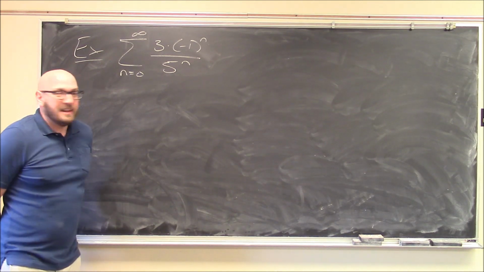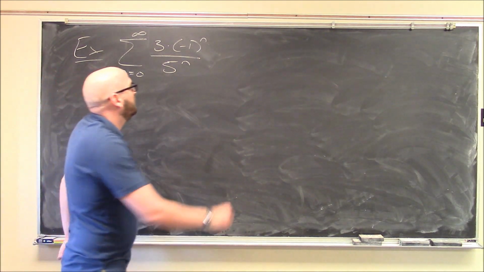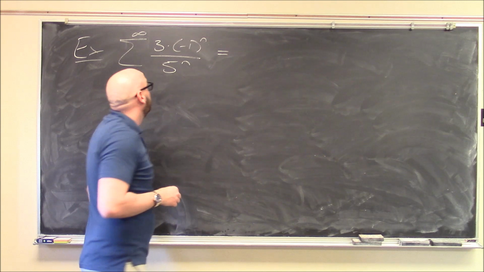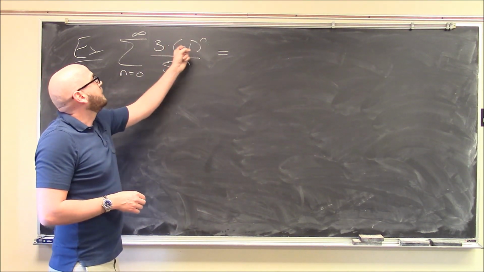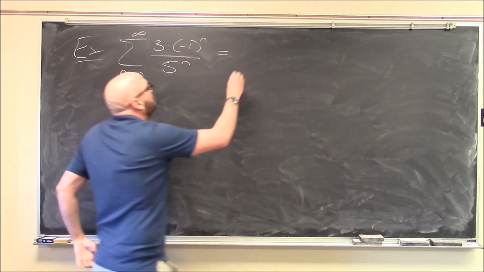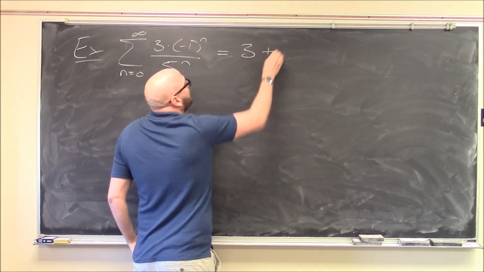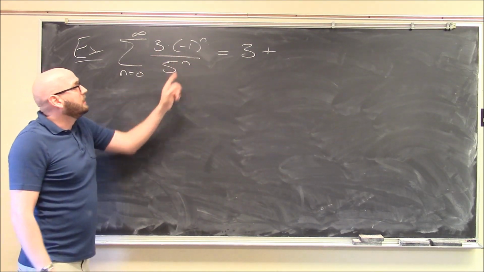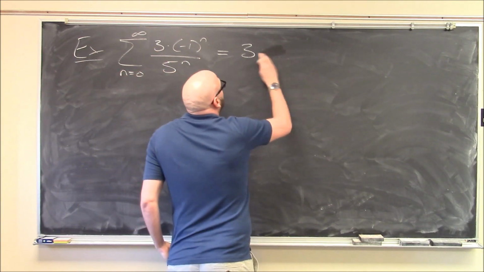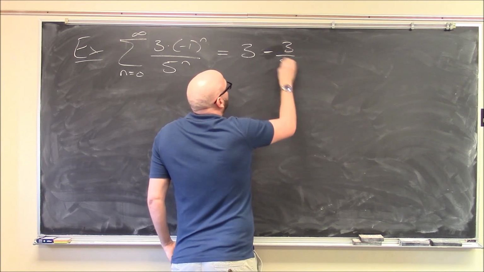What I like to do is write out the first few terms. I almost always do this for every series. So if I write out the first few terms, what do I have? N equals 0. We're looking at 3 times 1 over 1. So the first term is just 3. Alright, if n equals 1, I've got 3 times minus 1 over 5. So this is actually minus 3/5.